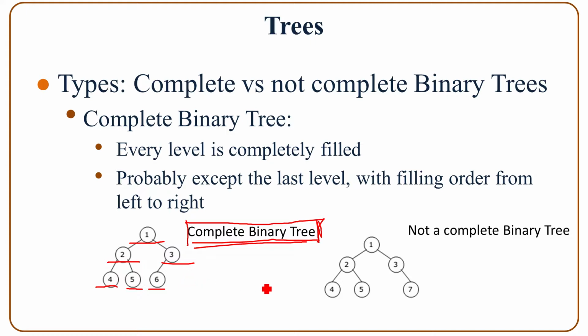Look at the example on the right. Now, node 3 misses the left node, and so it is a not complete binary tree, because that missing didn't follow the order of filling from left to right. Missing is here. In the other case, the missing is actually the most last, the most right at the bottom level.